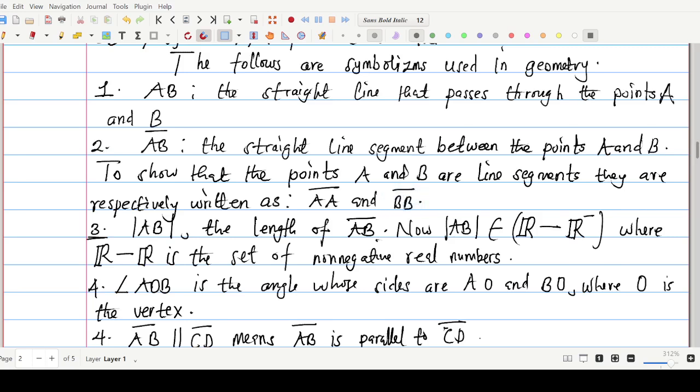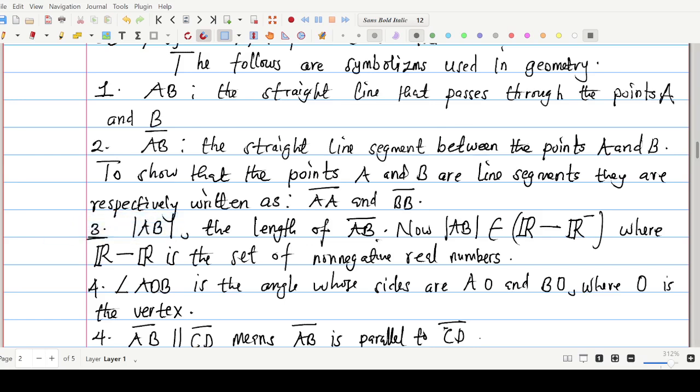Can you see that? Now, number 3 notation is the modulus, or the length of a straight line segment. Please take note, we cannot determine the length of a straight line, because a straight line extends indefinitely. But for sure, we can determine the length of a straight line segment. Now, this notation is for the length or the modulus of a straight line segment, and it can be regarded as the distance between the points A and B. This notation you see here. Can you see that? All right.